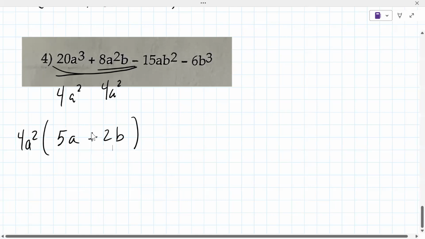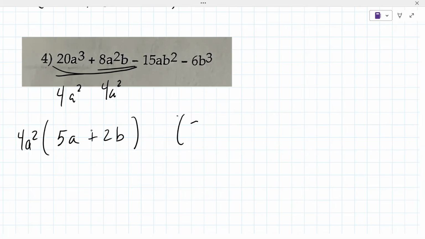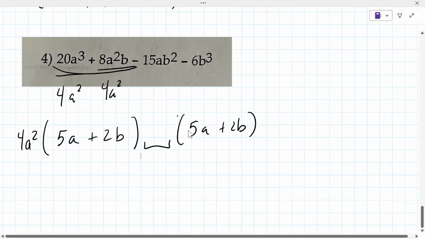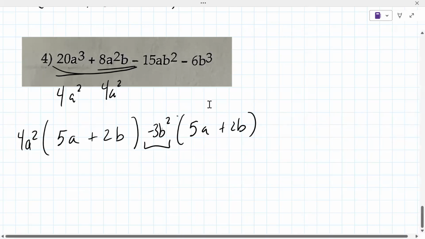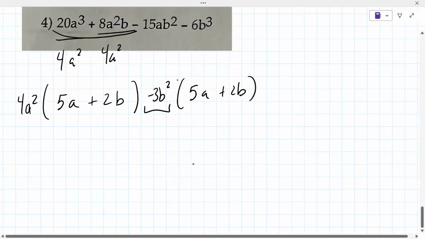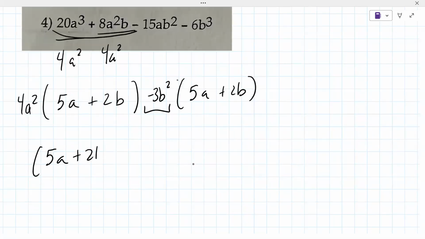Is that okay? Yeah. All right, and then you immediately write this over here. We're trying to get back to either minus 15ab squared or minus 6b cubed. That's probably the easier one: minus 3b squared. If you distribute in, minus 3 times 5 is minus 15ab squared, and minus 3b squared times 2 is minus 6b cubed. So this becomes 5a plus 2b times 4a squared minus 3b squared.